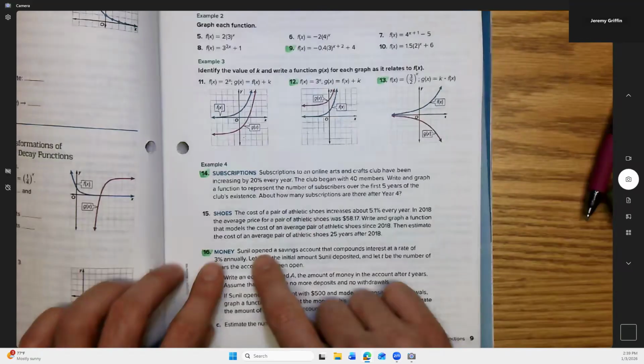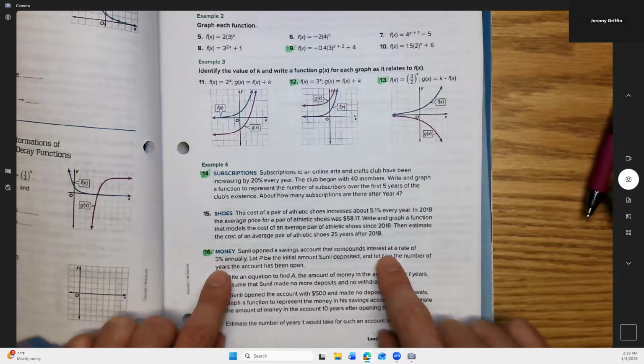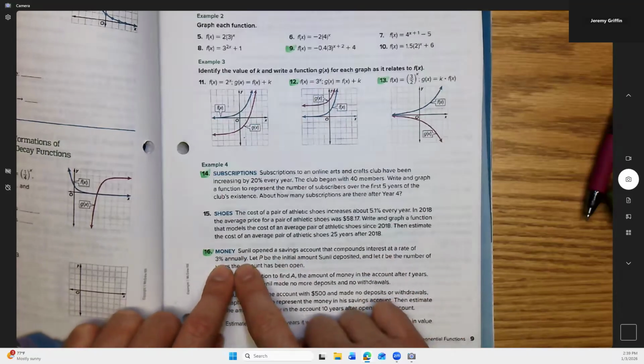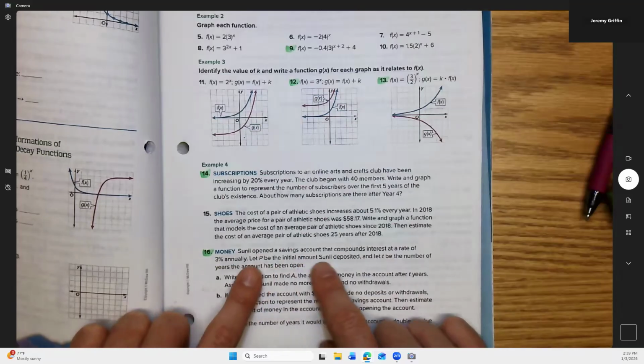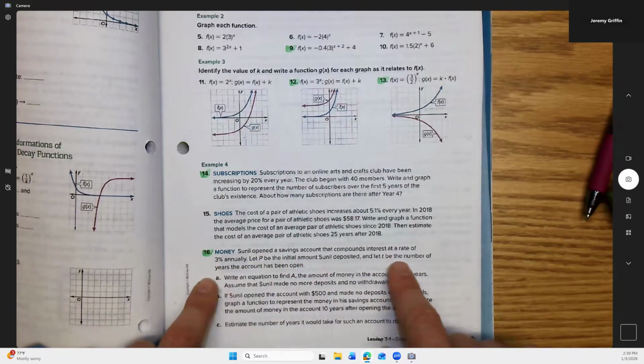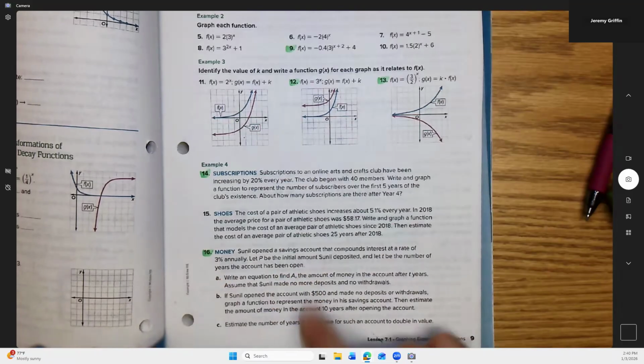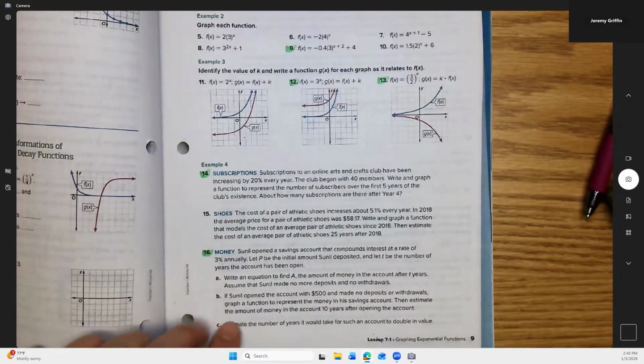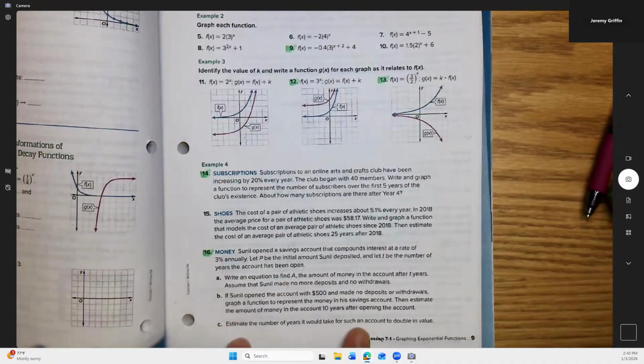Money. Sunil opens a savings account with compound interest rate of 3% annually. Let P be the initial amount he deposited. P usually stands for principal in this case, and T is the number of years it's been open. Write an equation to represent the money in his account and estimate after 10 years. Then, how much time would it take to double in value?